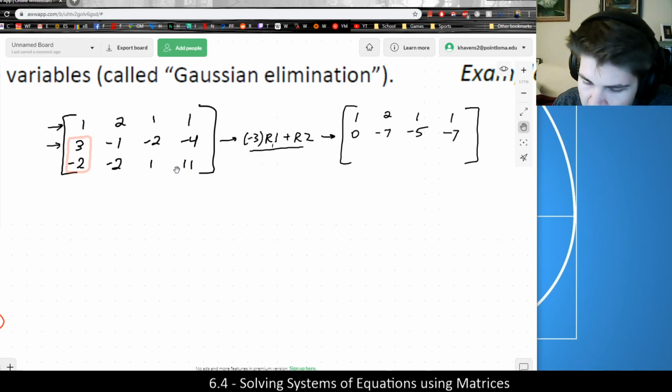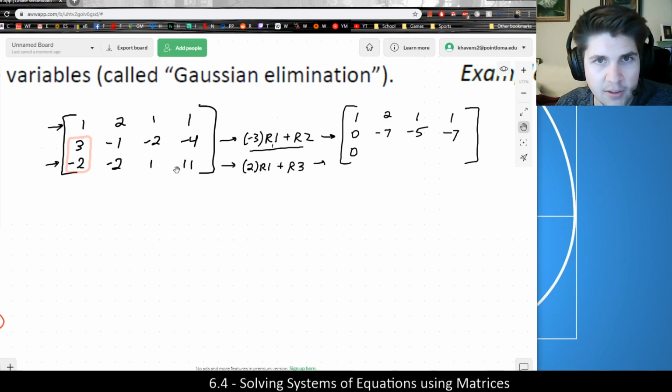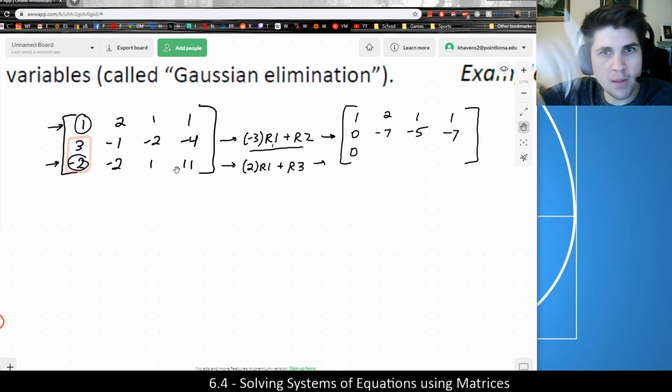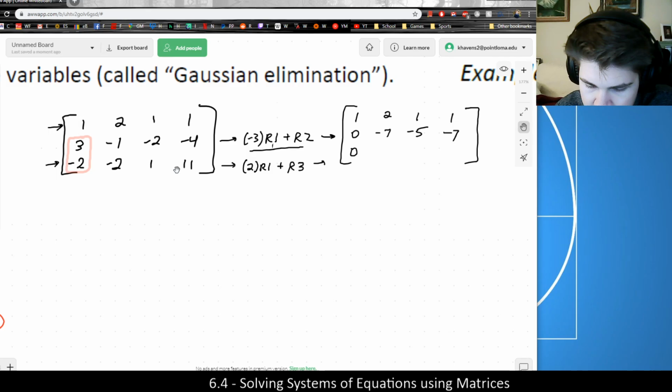And in the same way, my goal is to make this element a 0 as well. So in order to do that, I need to take 2 times row 1 and add that to row 3, because that's the only way to take this row and add them together in a way to make 0, right? Because I'm always multiplying by the reverse coefficient so that they will properly cancel. And so again, I need to do that to all the other elements.